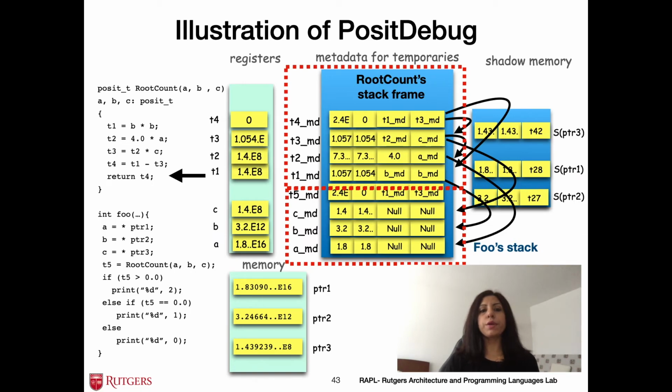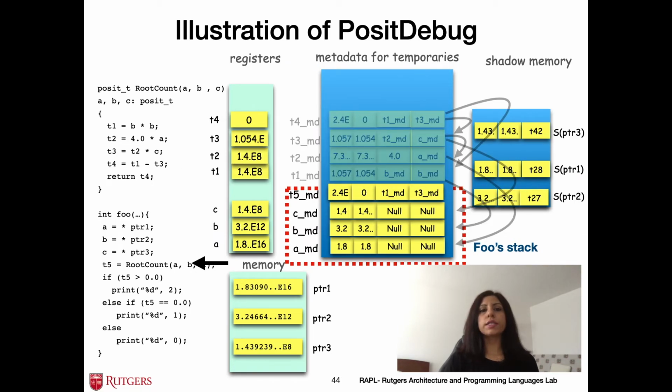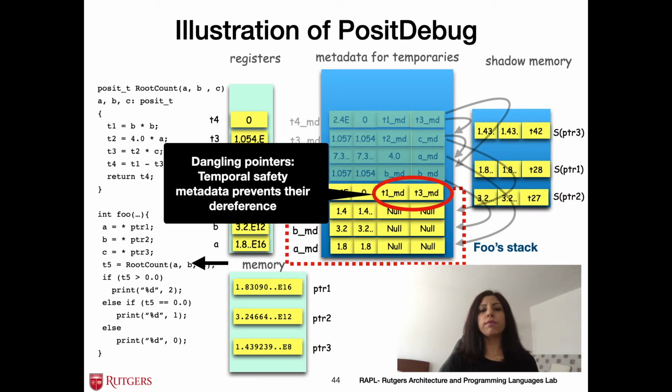Now we return from the root cause function, and the root cause stack frame is deallocated. At this point, T5 metadata is storing a dangling pointer to T1 and T3's metadata. By checking temporal safety metadata, we can know it is unsafe to access these pointers. Hence, at this point, we won't be able to produce the DAG of instructions. The user has to put a breakpoint just before this execution point to produce the DAG.